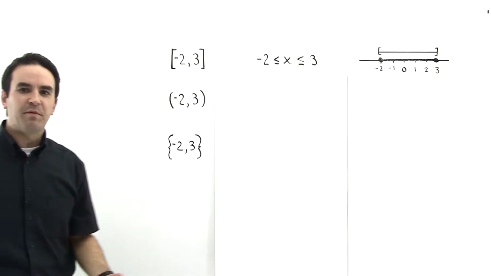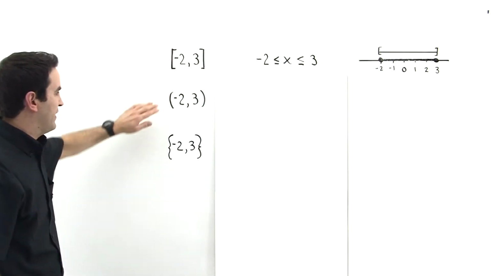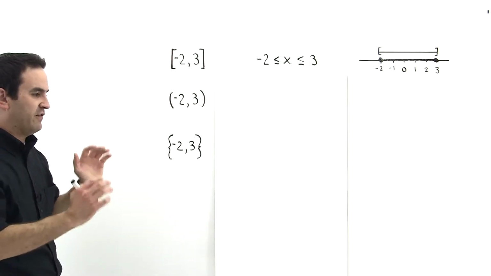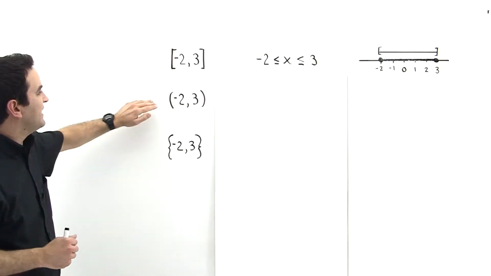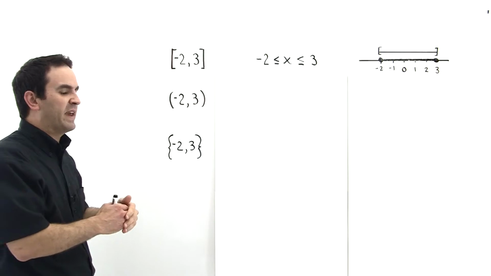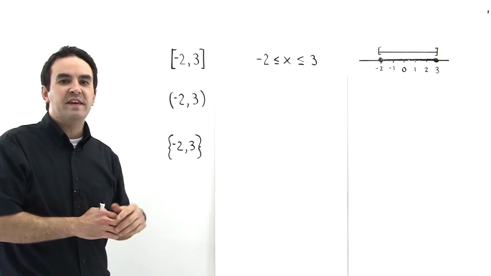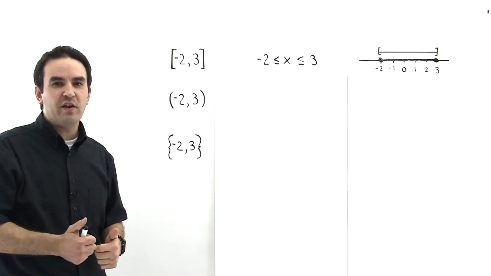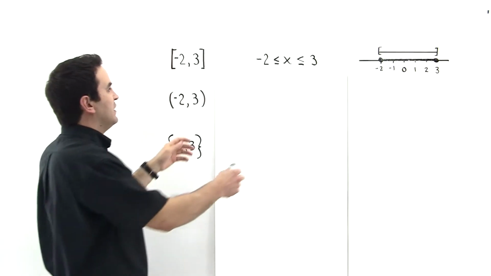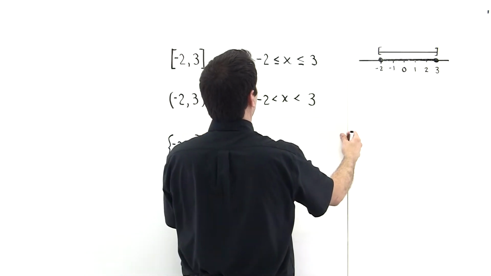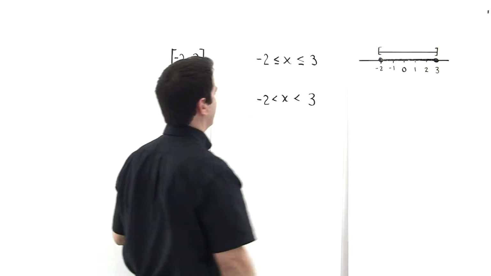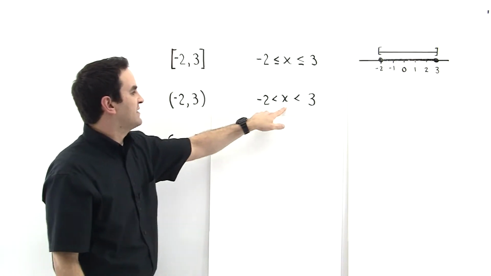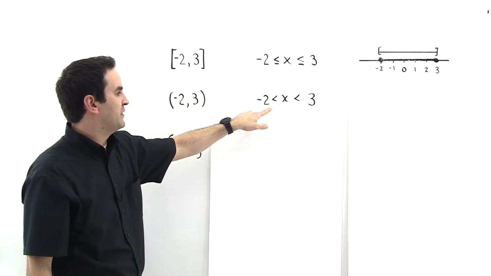The second type of brackets are these, just the curved brackets. This indicates that the solution set is from -2 to 3, but the number -2 and the number 3 are not included in the data set. So that can be notationally written down like this. We see that x is greater than -2, but there's no equal sign.